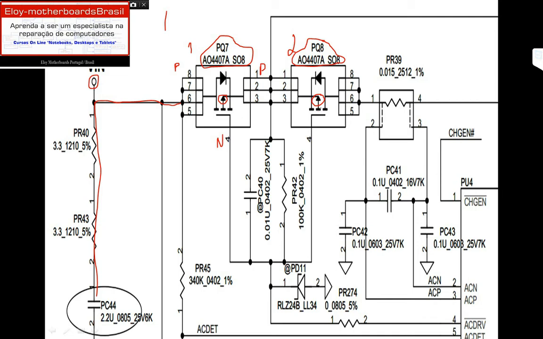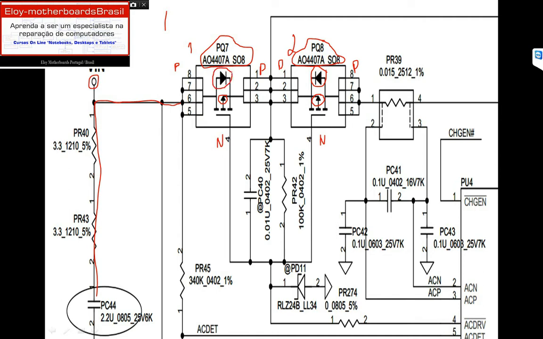Okay, same here, it's pointing up. This is P, this is P, and this is N. This right here is not an error. This is a diode, the internal diode.